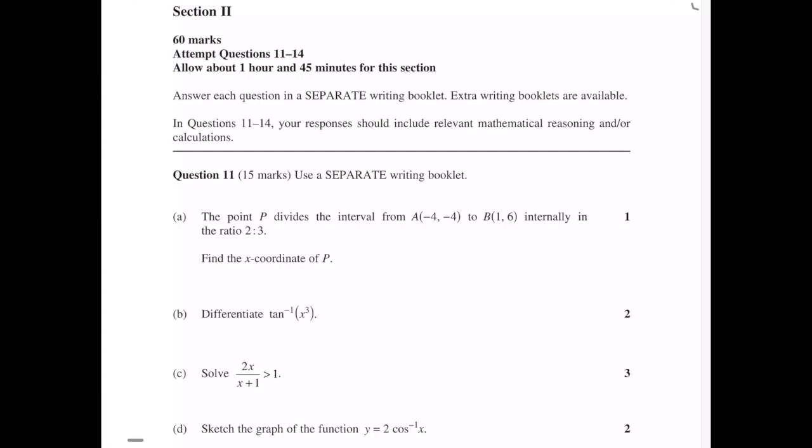In this video, we'll go through question 11 from the 2017 Mathematics Extension 1 HSC exam. So, question 11, part A. The point P divides the interval from A(-4, -4) to B(1, 6) internally in the ratio 2 to 3. Find the x-coordinate of P.